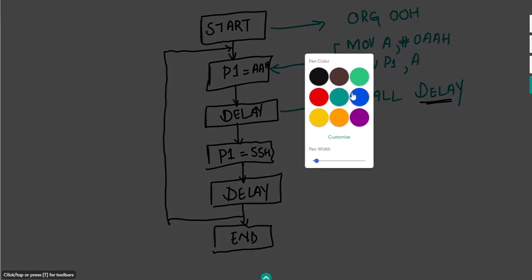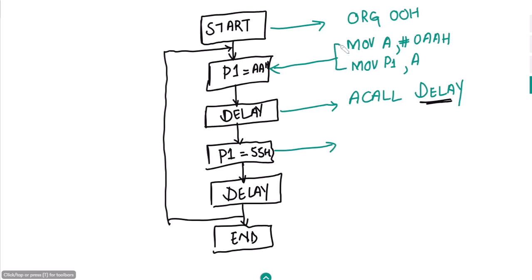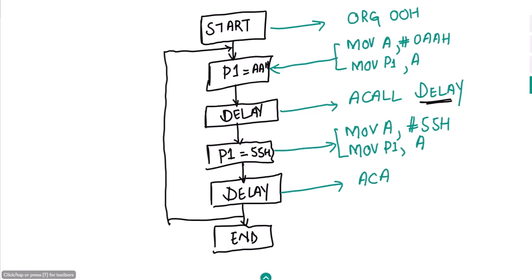After it, we have to do it again, and the value should be changed. So again I will involve A. In A I have to put #55H and then move this value from A to P1. This is the overall set of commands that does this, and after it I again have to call the similar subroutine which is involved in creating this delay. After that we have to end it, but before ending it, what do I have to do?